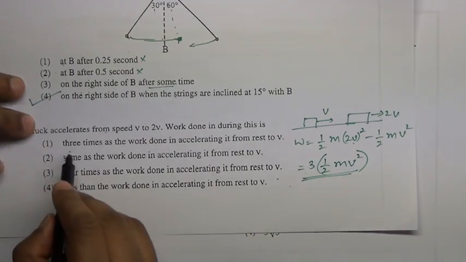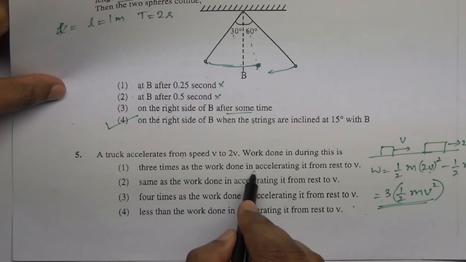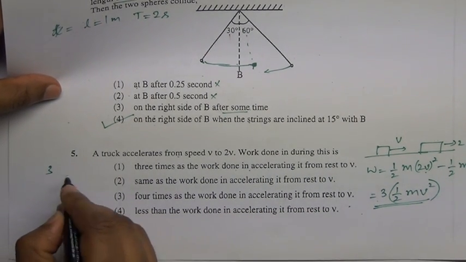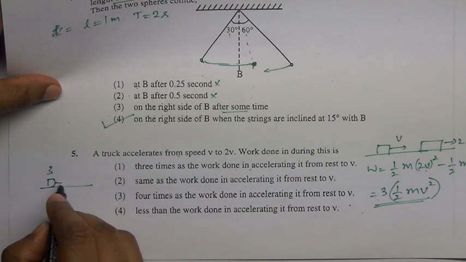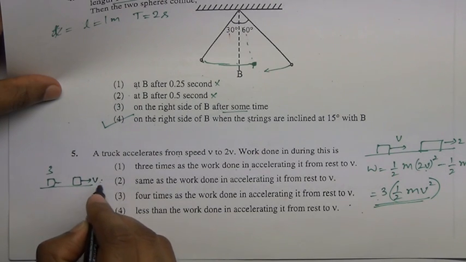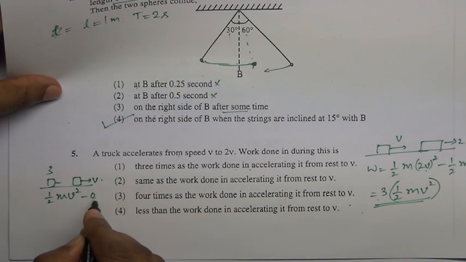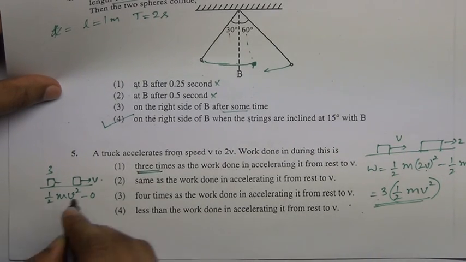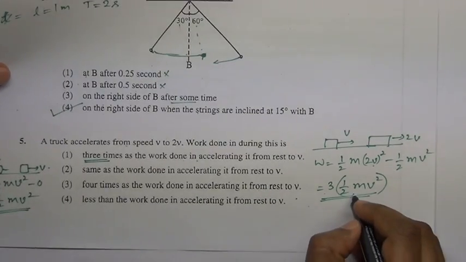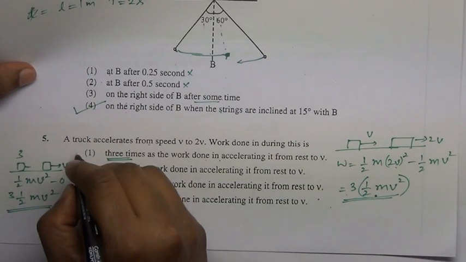Now let us check. 3 times the work done in accelerating it from rest to v. So this is object at rest, and this is truck moving with velocity v. So it is half mv square minus 0. Difference is half mv square. Since 3 times is mentioned, so 3 times half mv square. This is matching with this. Therefore, this is the correct option.